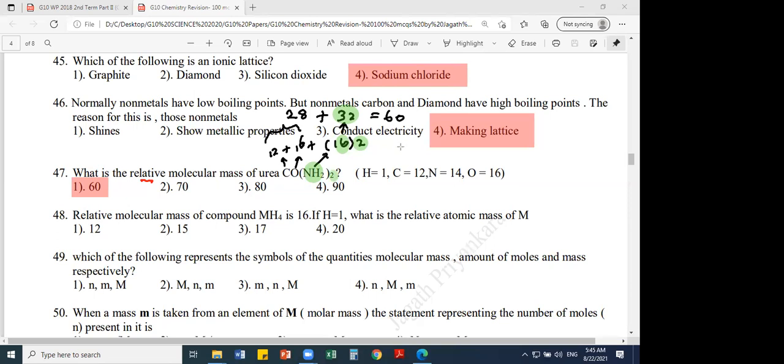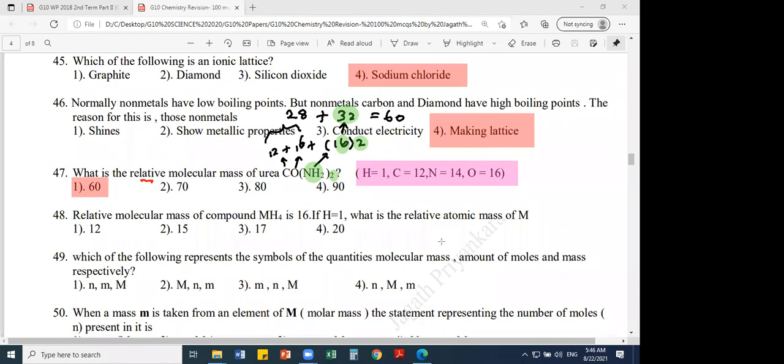Carbon, and usually in the exam they will give this. Each element's RAM is given, no need to memorize. If they ask you to calculate and you need the RAM or molar mass, they will give each element's RAM. You don't need to memorize that.